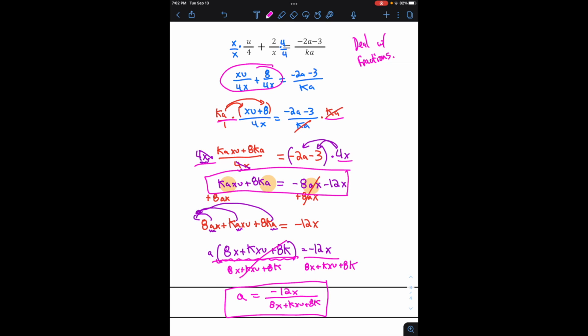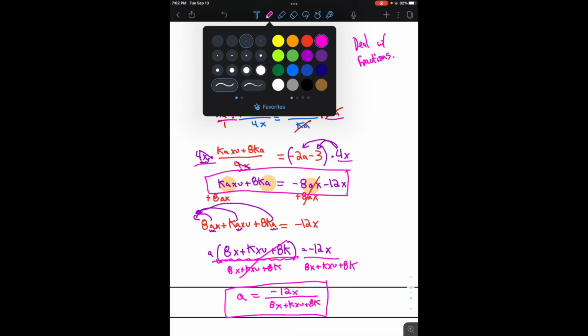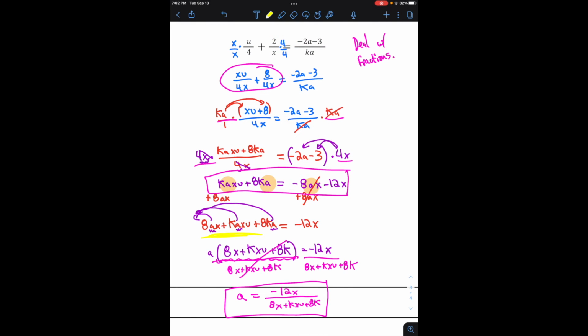And then the other thing we need to do is get all our a terms together to prepare us to factor. So those are the two key things here. And you could have dealt with the fractions in a different way. You could have multiplied both sides of the equation by kax times 4, and you could have cleared all your denominators at once. But there's multiple ways usually of dealing with things.